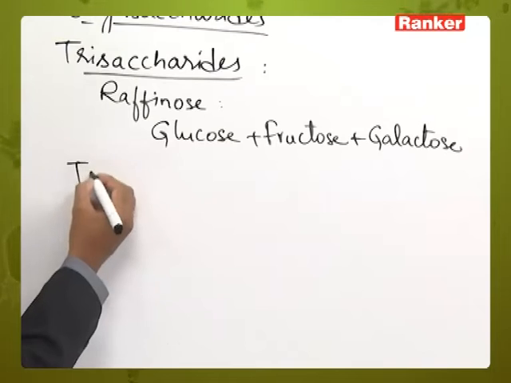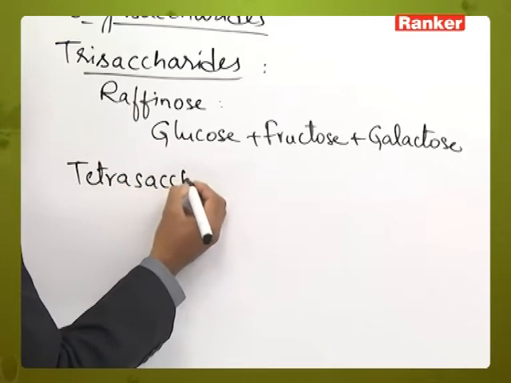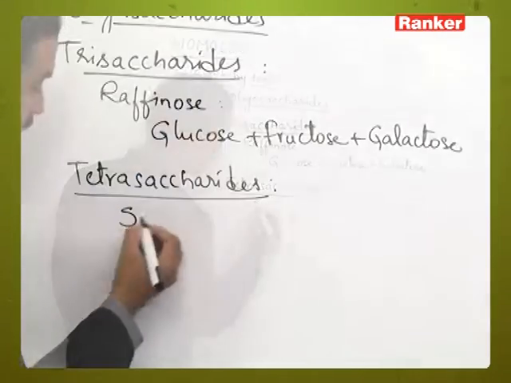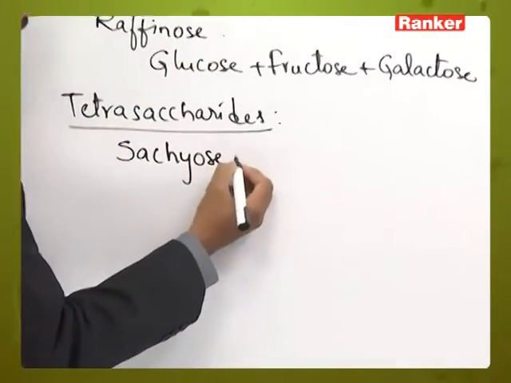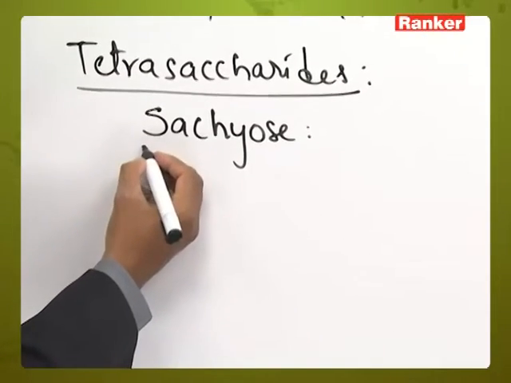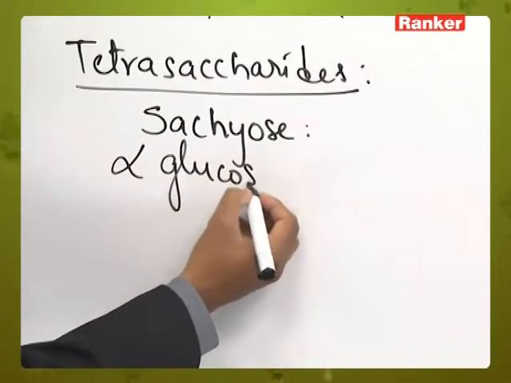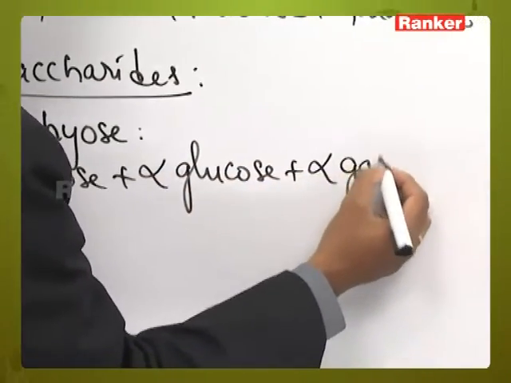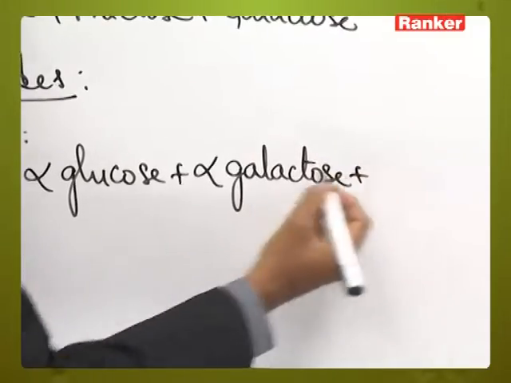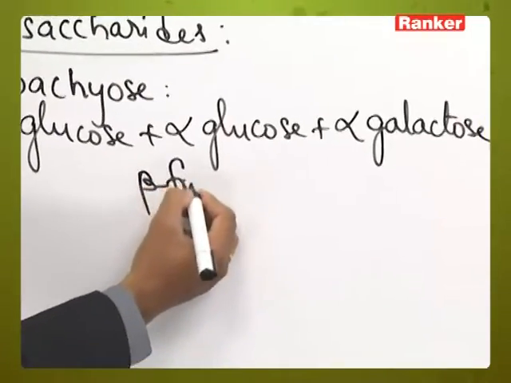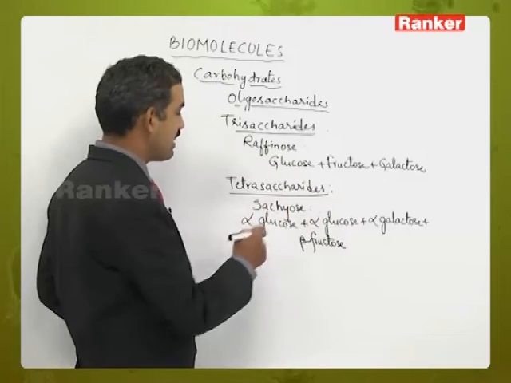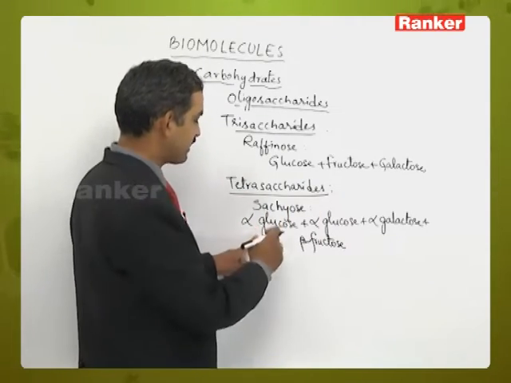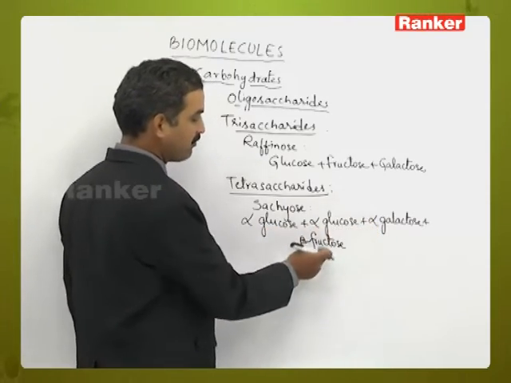In the same way, tetrasaccharides are there. A tetrasaccharide example is stachyose. Stachyose is formed by the combination of alpha glucose plus alpha glucose plus alpha galactose and beta fructose. Tetrasaccharide means 4 monomer units, 4 monosaccharides should be there. So the 4 monosaccharides are 2 glucose molecules, 1 galactose molecule and 1 fructose molecule.